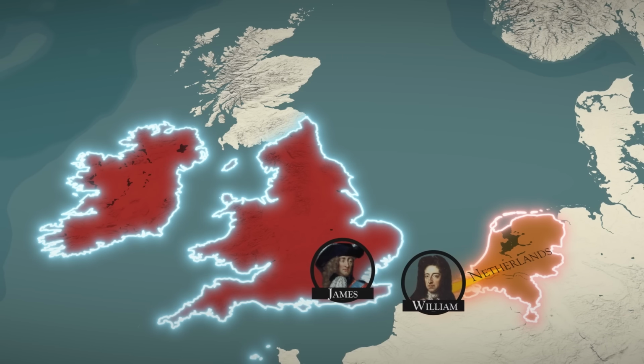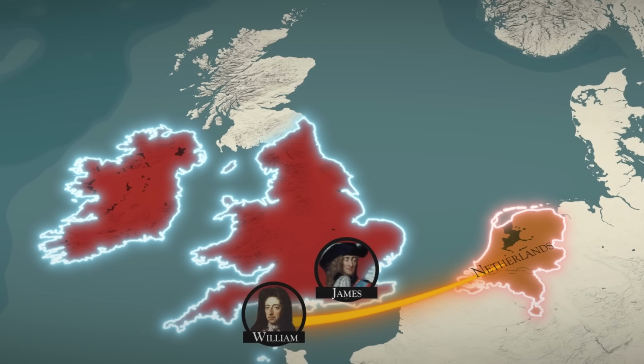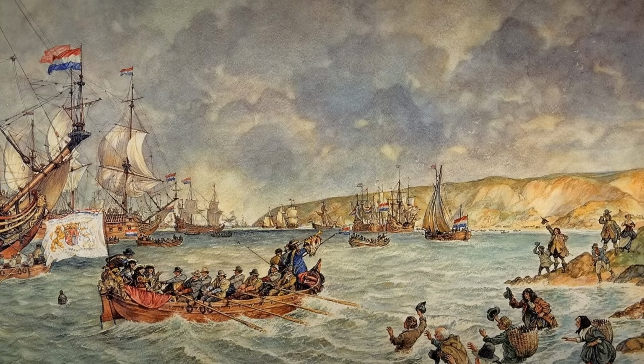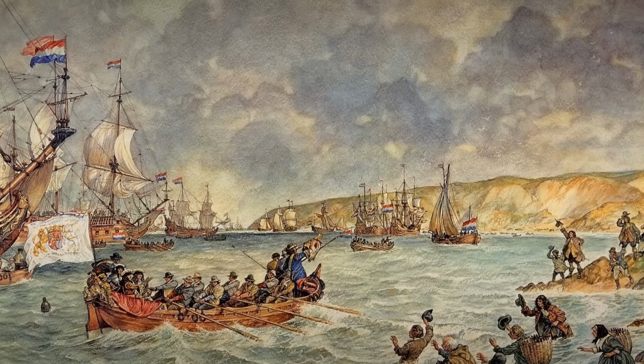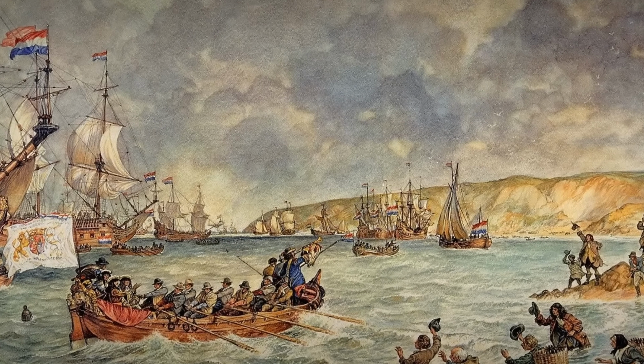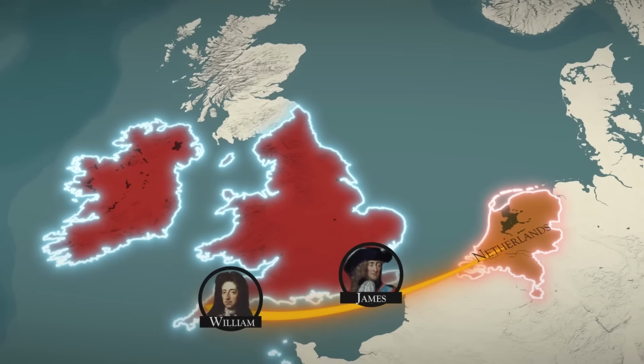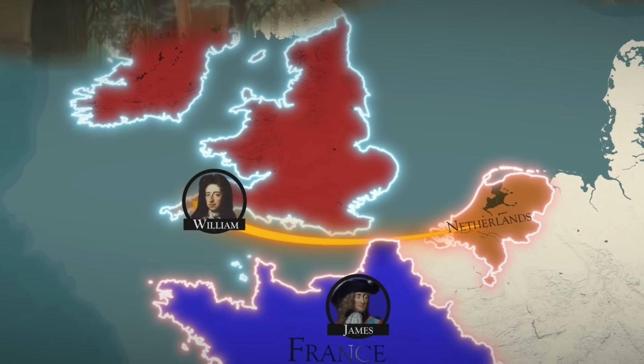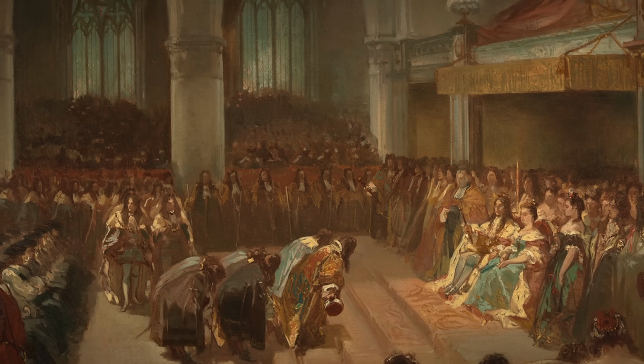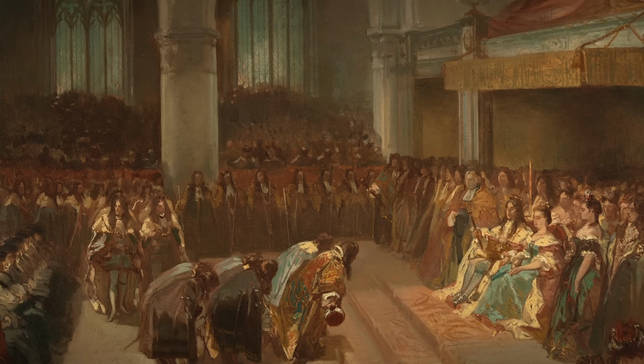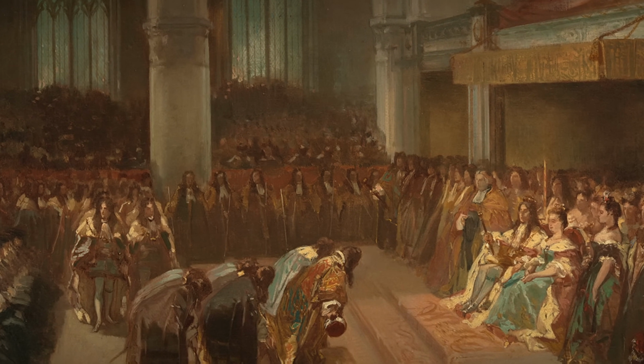William landed with an invasion force on England's south coast in November 1688, but did not wish to seek an open battle, believing that James II's regime would collapse on its own. This duly happened, and James fled to France, leaving the throne vacant for William and Mary to assume the role of king and queen under joint rule.